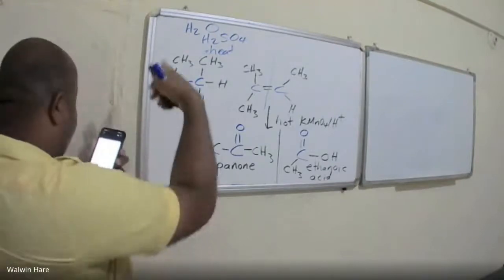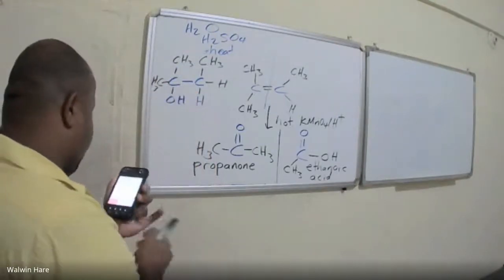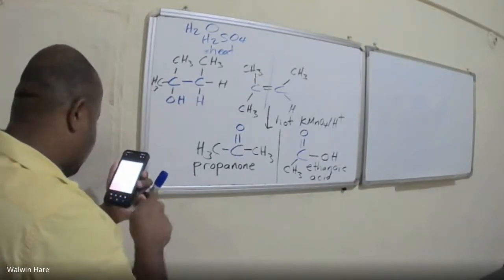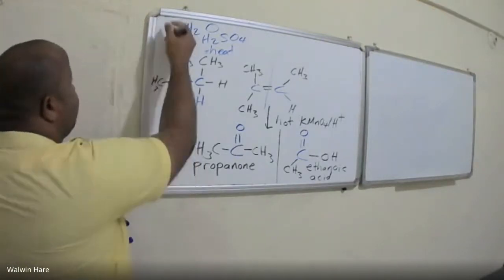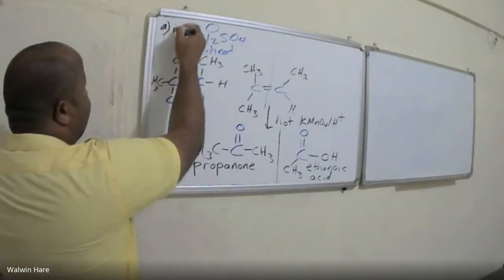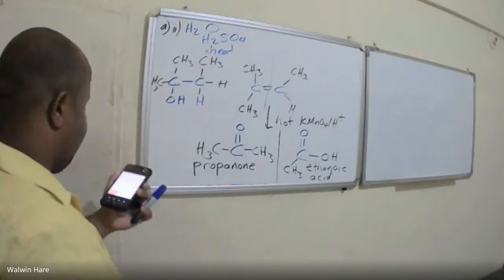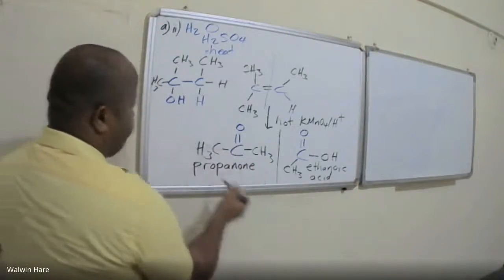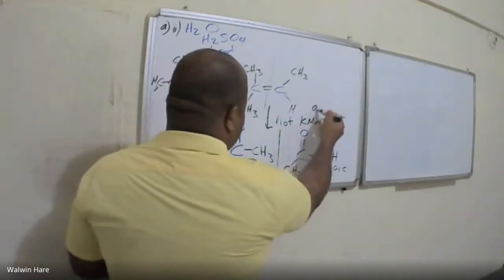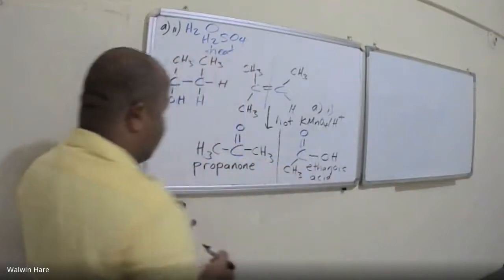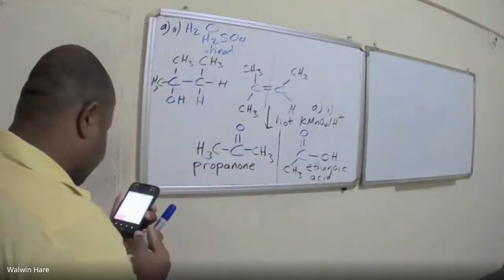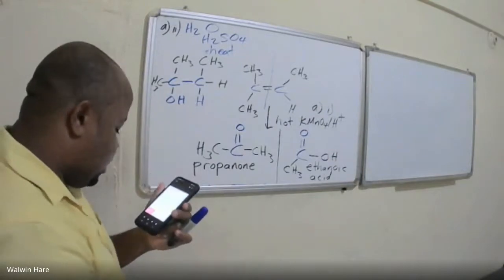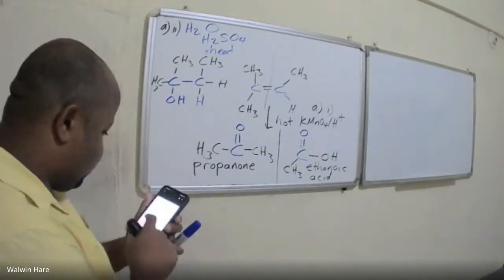So this is A2. I can just read it on the board. This is A2: water, sulfuric acid, and heat. And this was A1, potassium permanganate. We already drew the structure for B and C at the start of the question.